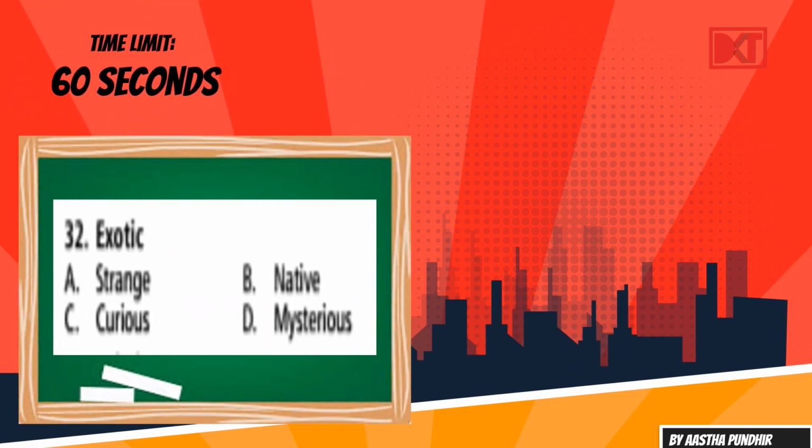All right, now the next word is exotic. Here the options are strange, native, curious and mysterious. Exotic, strange, native, curious and mysterious. Here the correct answer, which means the opposite of exotic, is native.